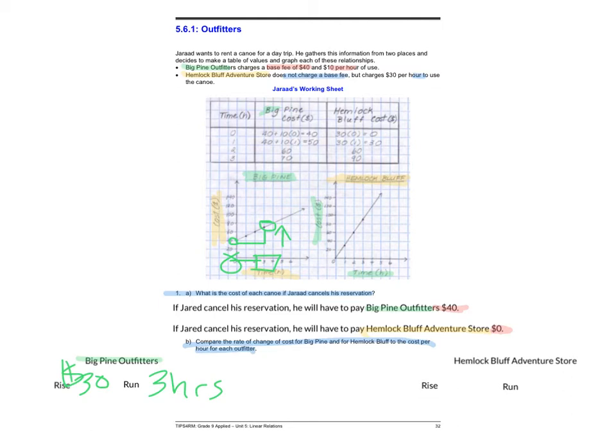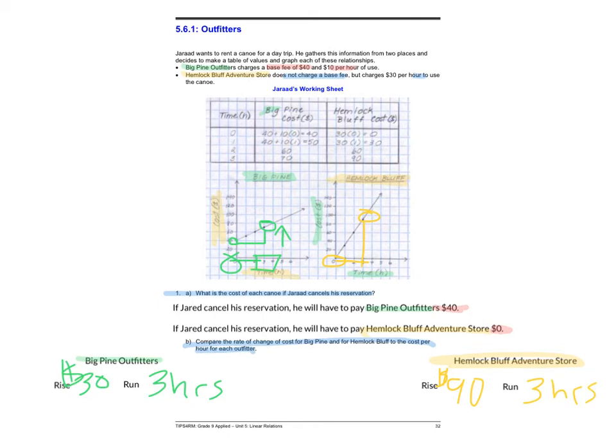We'll do the same thing for Hemlock Bluff Adventure Store. We are going to start down here at $0 and 0 hours, and then go over to 3 hours and a cost of $90. So we have to get our rise. Our rise is going from 0 all the way up to 90. So we have a rise of $90. And our run is going from 0 hours to 3 hours, giving us 3 hours.